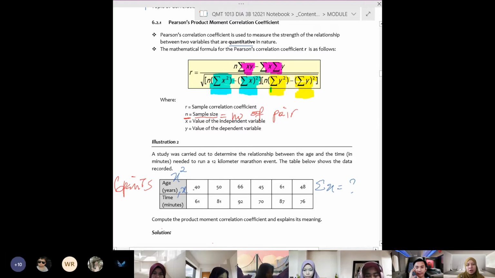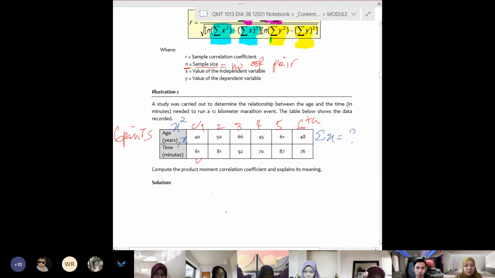If we get 40 over here, that is one person who is age 40, and the time needed to run is around 61 minutes. So we need to consider this as one sample. This is another sample. This is our first sample, second sample, third sample, fourth sample, fifth sample, and sixth sample. So in this case, the number of samples that we have is 6. That is how you identify your n value.